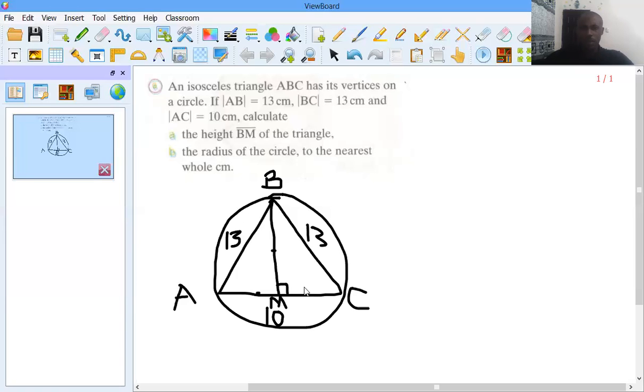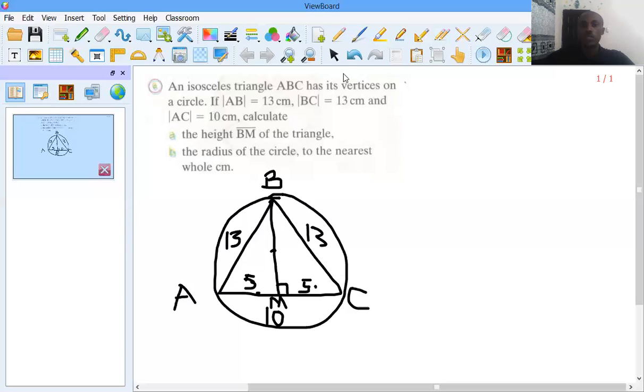Now, by applying that theorem, since this line passes through the center of the circle, the line must be a perpendicular bisector of the chord, meaning that it's going to form 90 degrees as we've seen, and also it will divide the chord into two equal halves. So this should be 5 centimeters, and here should also be 5 centimeters. This AM is 5 centimeters, while MC is also 5 centimeters.